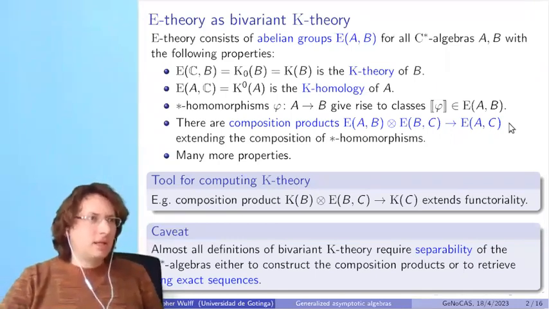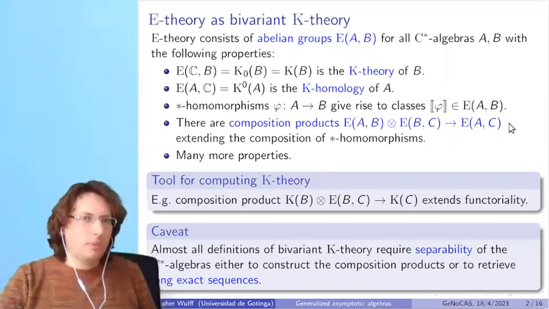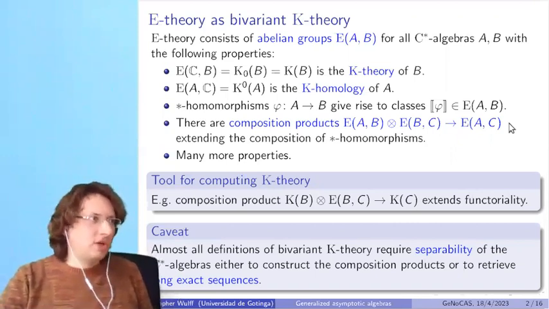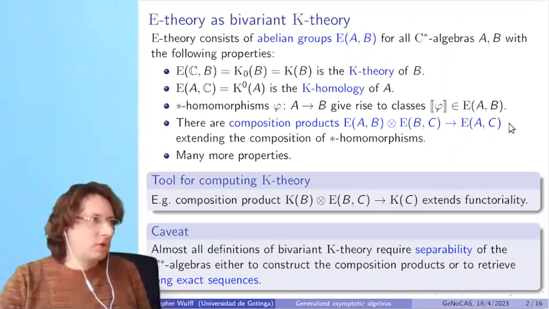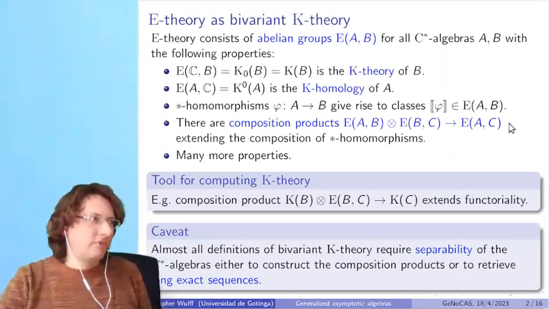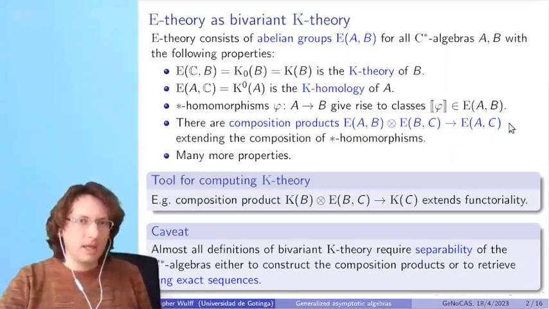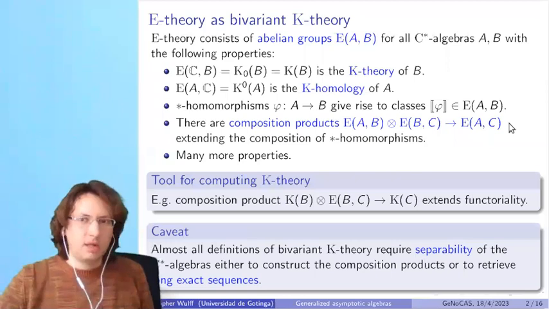For me, this was always very annoying because I come from coarse index theory. I work with the Roe algebra and the stable Higson corona, which is another C-star algebra, and they are essentially never separable. So that's why I developed this new picture of E-theory, which also works for non-separable C-star algebras.